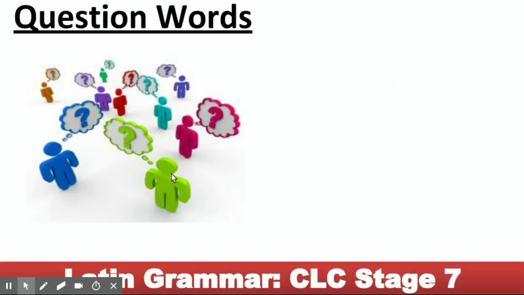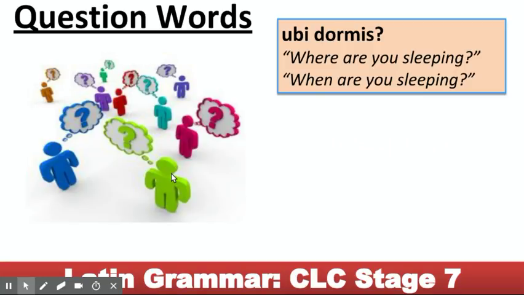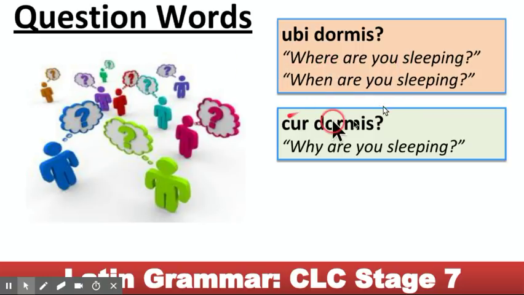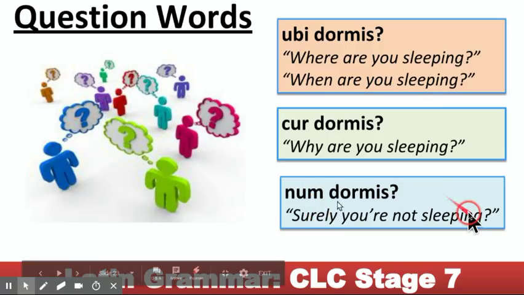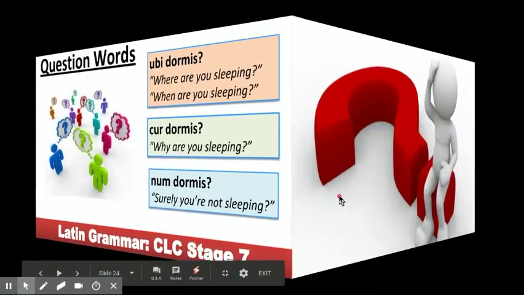Now let's talk about adverbs for questions. We talked about question words already. These are kind of a review. Ubi, where. Cur, why. Num, a question expecting a no. Surely you're not sleeping. This one is a new one. You have to be aware of it.